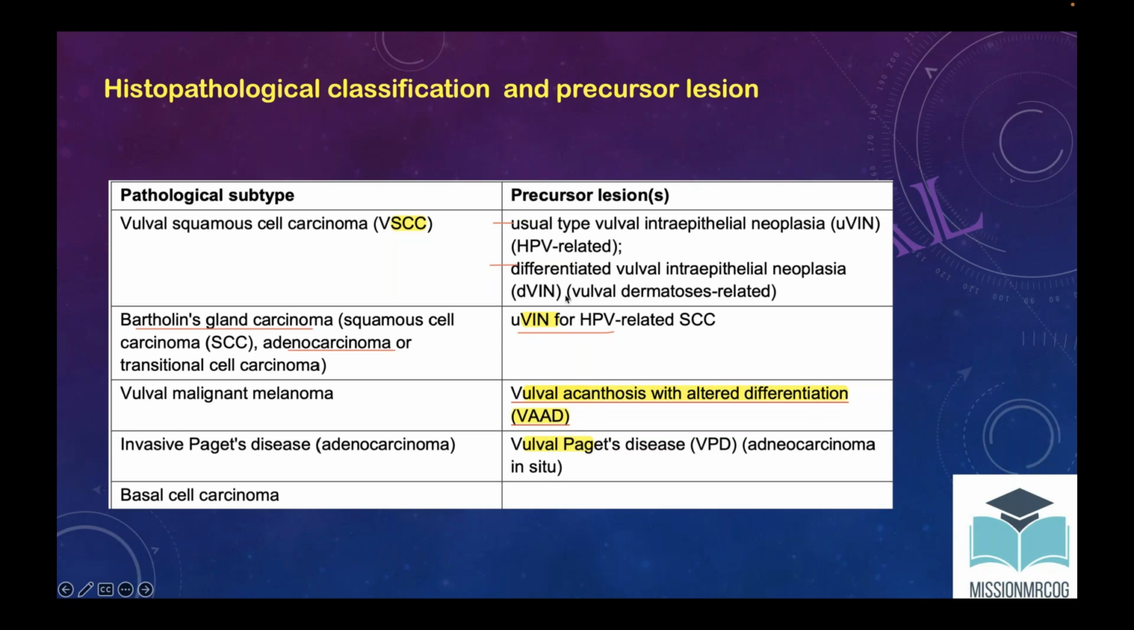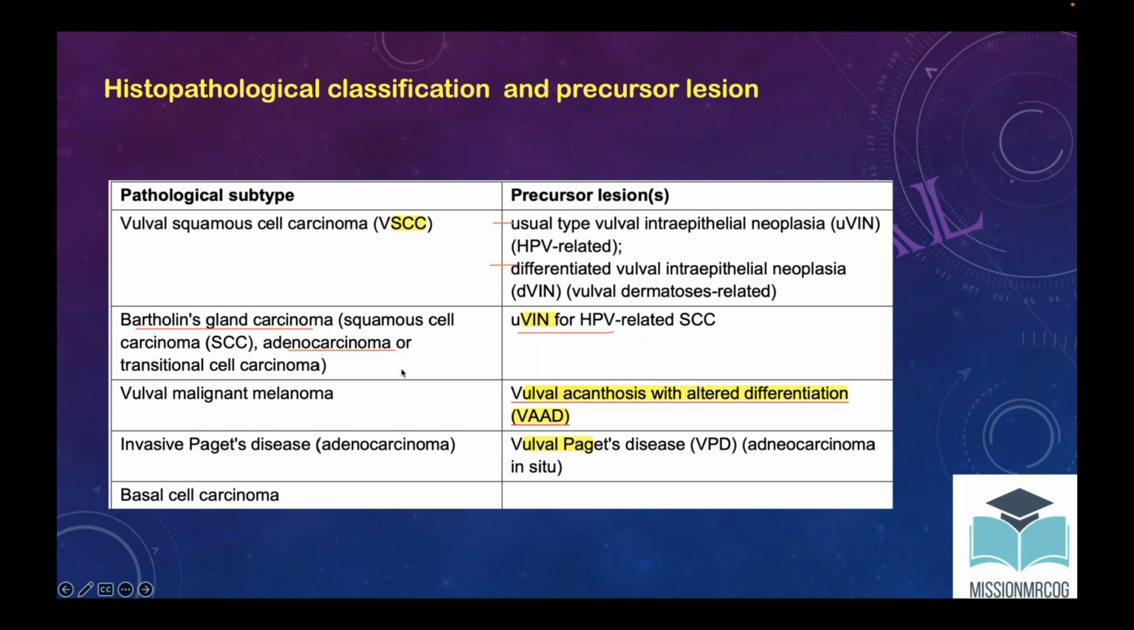Okay, so UVIN is HPV related. I'll be explaining that. The second one is DVIN, that is vulvar dermatosis related. So there are two pathways for squamous cell carcinoma. Now, Bartholin gland carcinoma is HPV related. Most of the time, it is UVIN or usual VIN, HPV related. Okay, this is a precursor or baseline lesion.